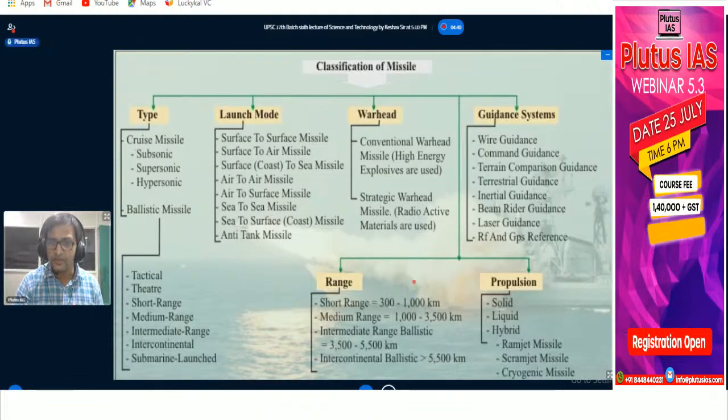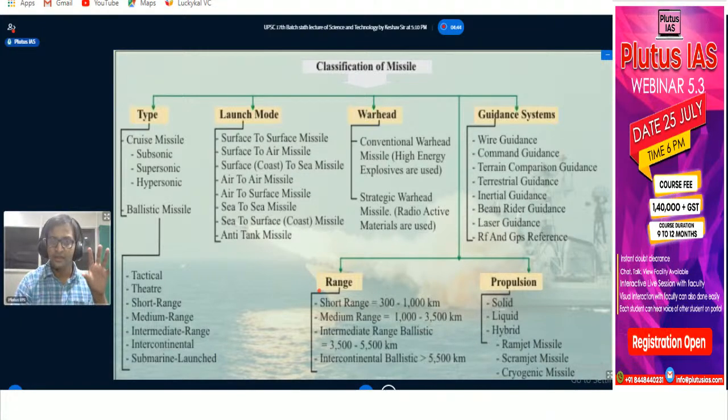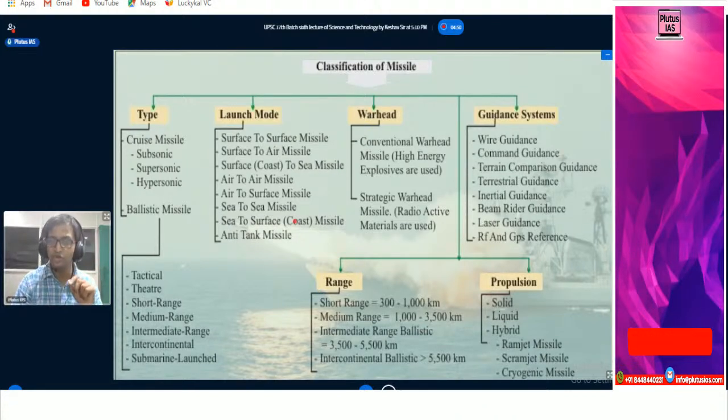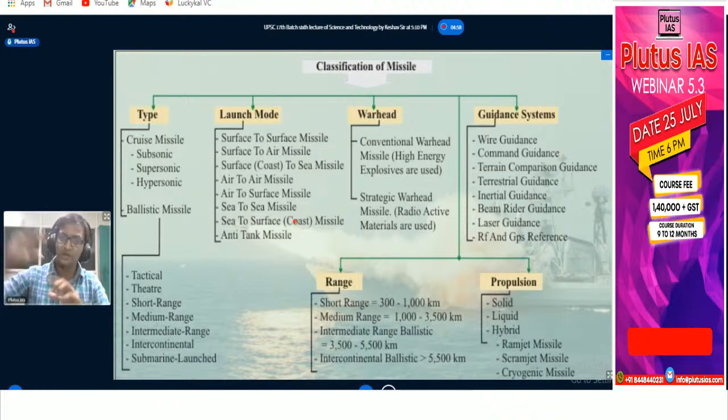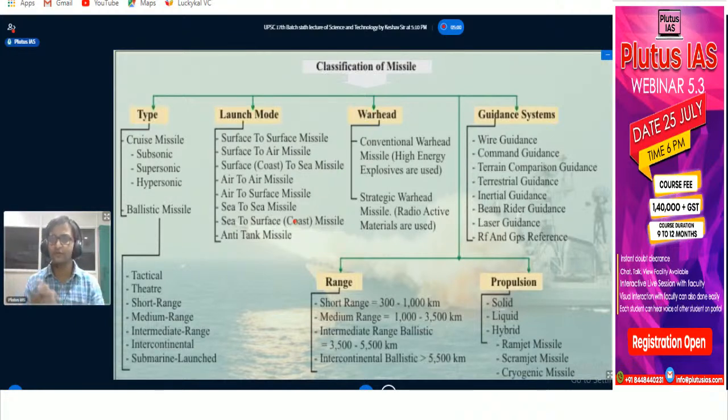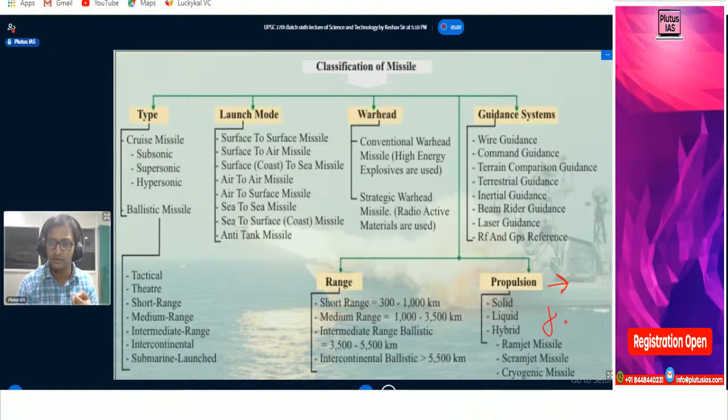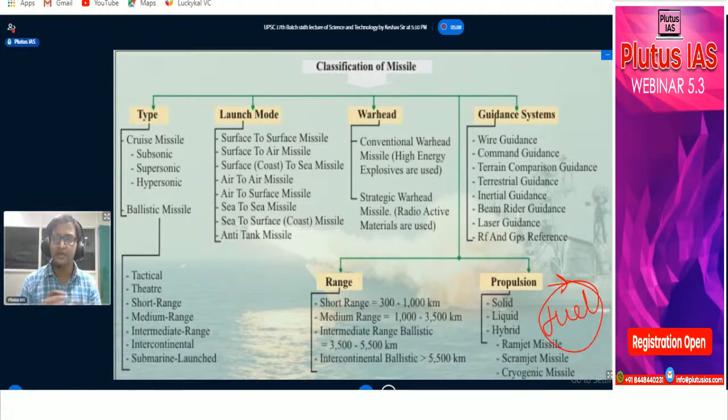Then we have this classification of missiles. Missiles को अलग-अलग भाग में कैसे बांट सकते हैं? By type, there are mainly two types: cruise and ballistic missile. Then we have launch mode, like when we have to launch surface to air, surface to surface, surface to sea, air to air. So different types of launch ways can be there. Then we have range, we have propulsion. Propulsion means fuel, you have to learn which type of fuel is used.